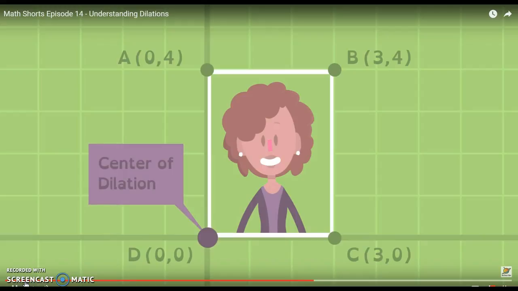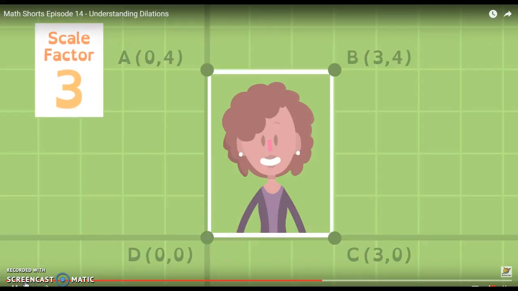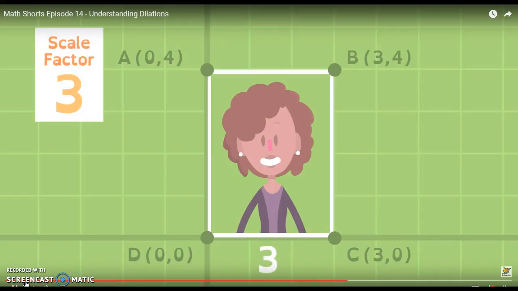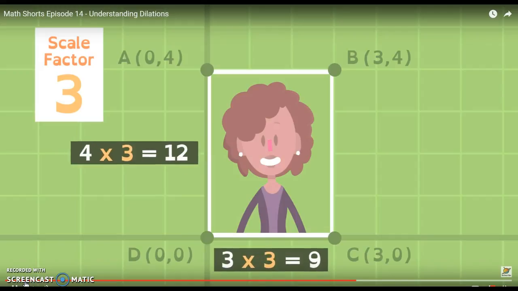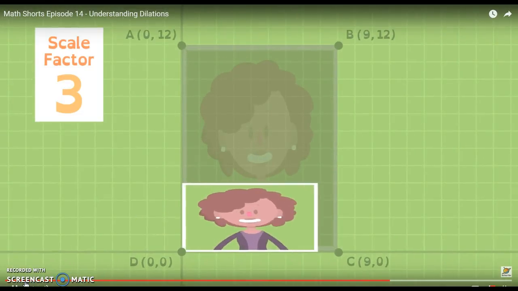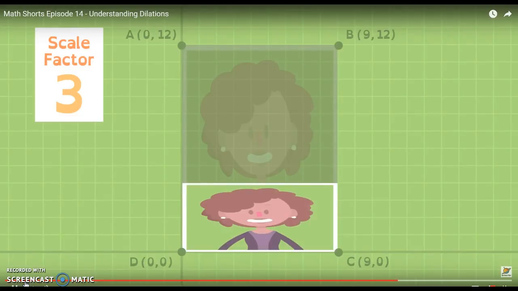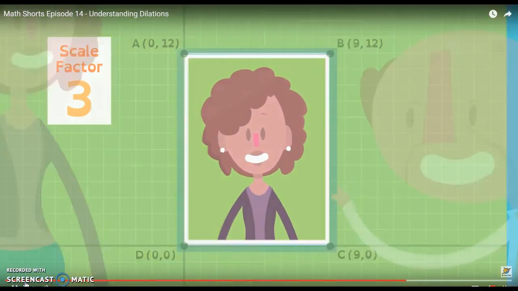If the center of dilation is 0, 0, and the scale factor is 3, the horizontal distance from the center of dilation is 3, and the vertical distance is 4. Multiplied by a scale factor of 3, the horizontal difference becomes 9, and the vertical distance becomes 12, stretching the shape 9 units to the right of the center of dilation and 12 units up.